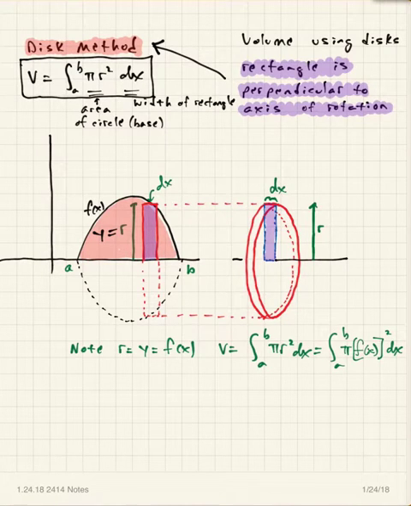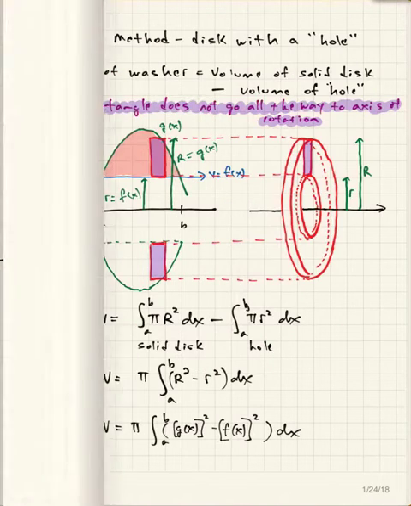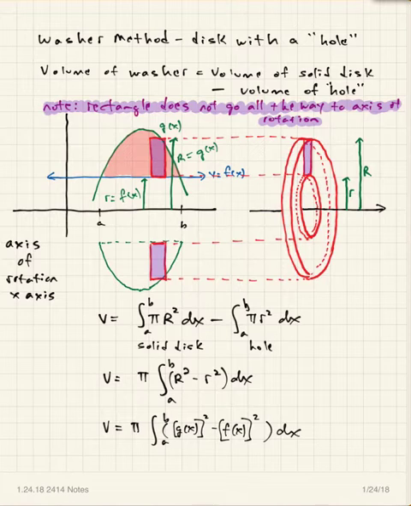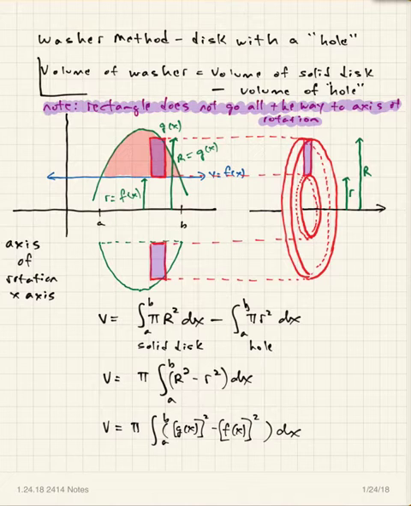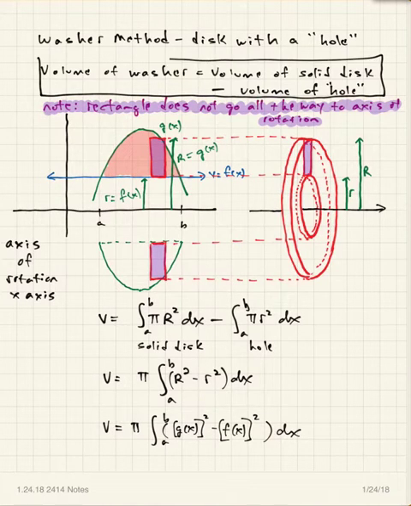All right, so that's the difference between the disk method and the washer method as far as the picture. Now, the volume of a washer, in this box here at the top right, is going to be a subtraction problem. It's the volume of the solid disk, if you had a disk with no hole in it, minus the volume of the hole, because you're pulling that hole out from the middle of that disk.